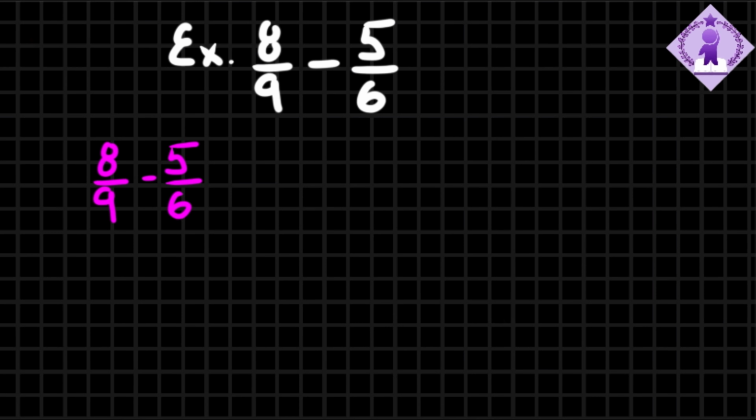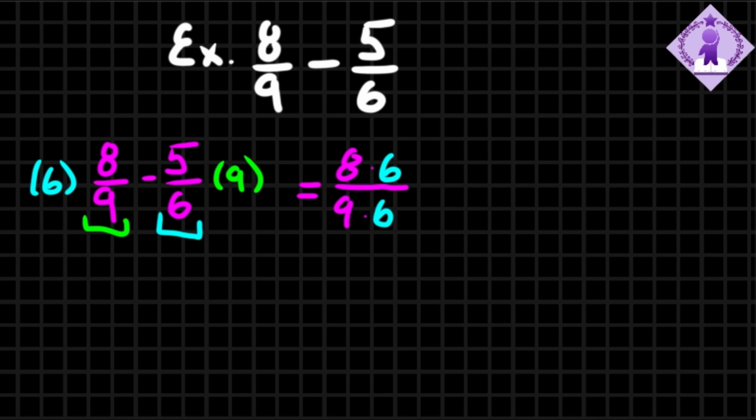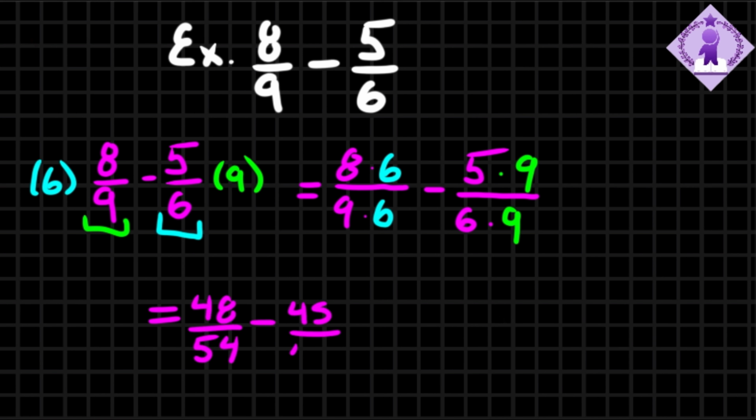We can do this by multiplying the denominator of the first fraction by the entire second fraction, and multiplying the denominator of the second fraction by the entire first fraction. So we'll get 6 times 8 over 9 and 9 times 5 over 6. Now we have the fractions 48 over 54 and 45 over 54, where 54 is our common denominator.